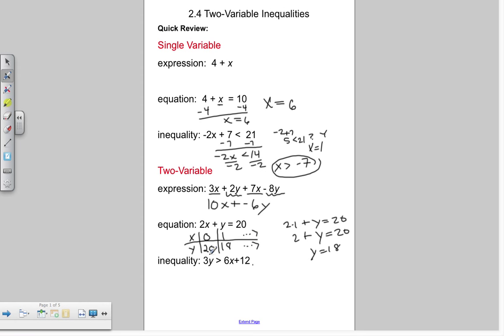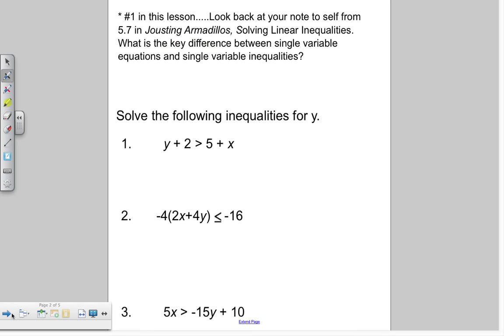Infinite solutions. How do I show them? On a graph. Okay, so a two variable inequality is very similar to that. I've got an inequality, a greater than, I've got a y, I've got an x. What am I going to do? I'm going to have to do the same thing. Come up with pairs that will work and ultimately a graph that will satisfy it. Okay, I'm not going to do that one. I'm going to show you how to do that one.